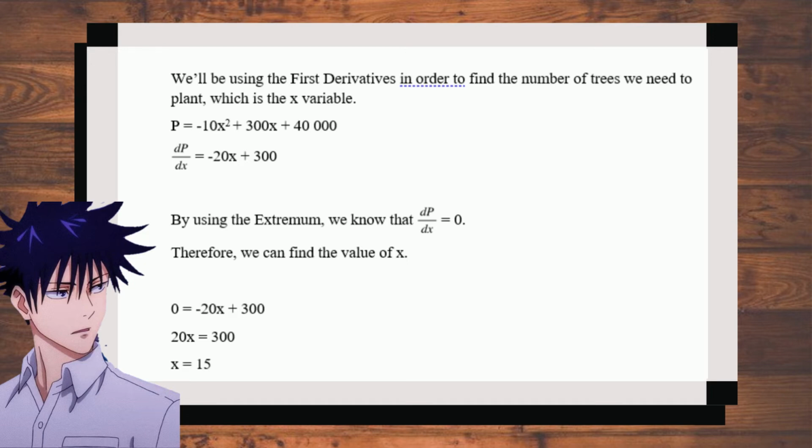0 equals negative 20x plus 300. We bring the negative 20x to the left to make it positive, and bring down the 20, making it 300 divided by 20, which equals 15.